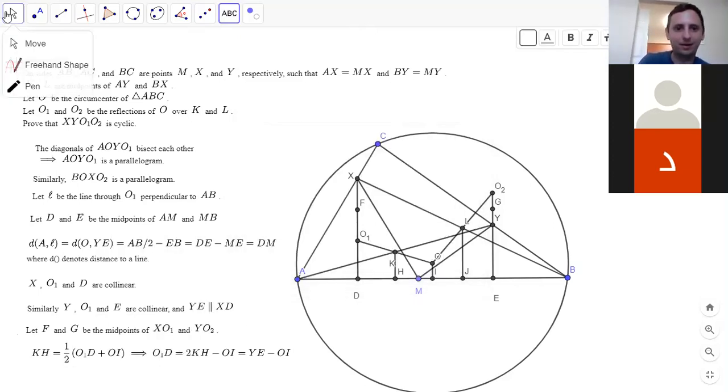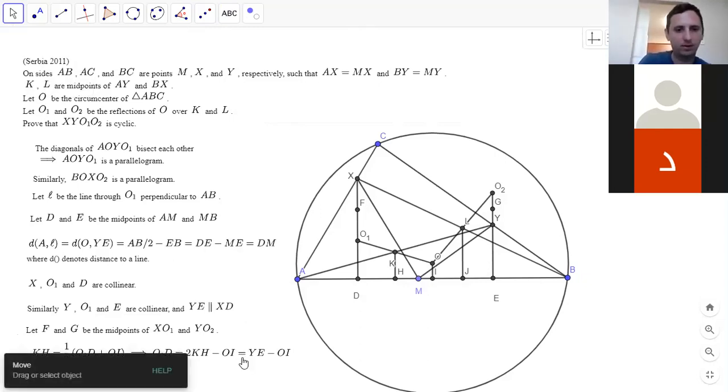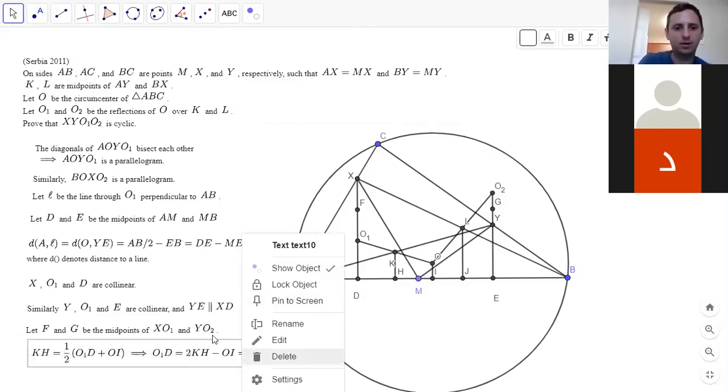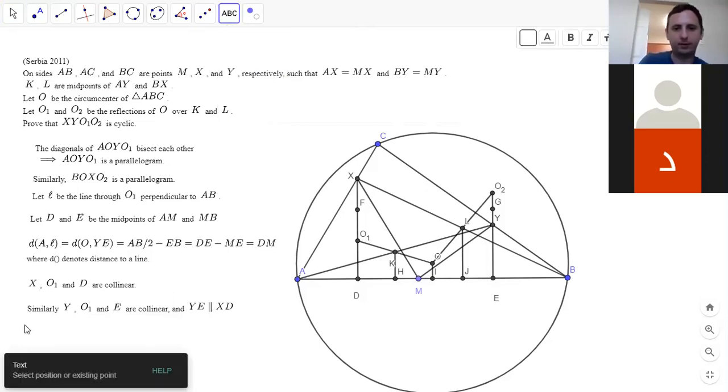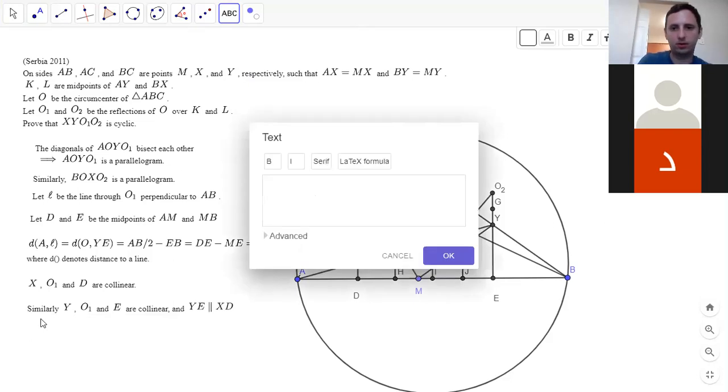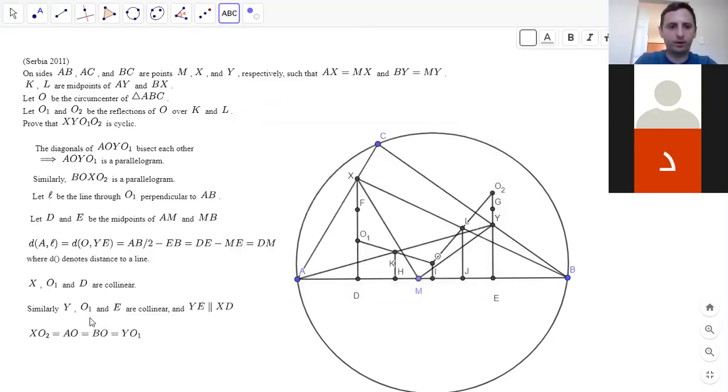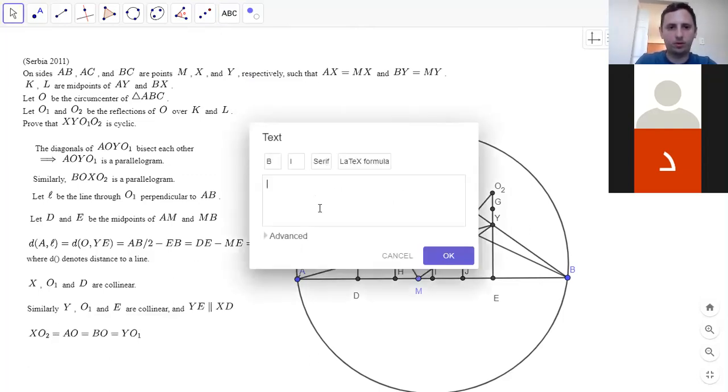But you still have to prove that XO1 and D are collinear. So it doesn't get rid of the whole proof, but still, that's a nice way to finish it. So then XYO1O2 is an isosceles trapezoid. So it's cyclic.